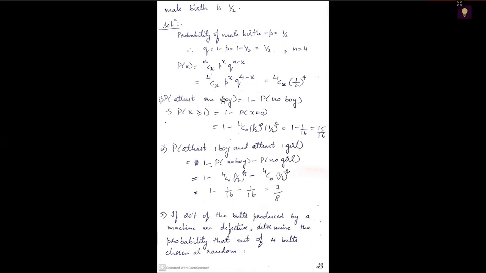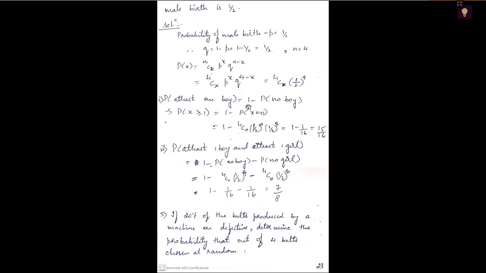Now at least one boy. At least one boy means 1 minus P of no boy. How to analyze this is, you consider this as, say, A dash. Probability of A is equal to 1 minus probability of A dash. One is the negation of the other. So probability of A is equal to 1 minus probability of A dash, where A dash is nothing but the negation of A. So the same concept we'll use here also.